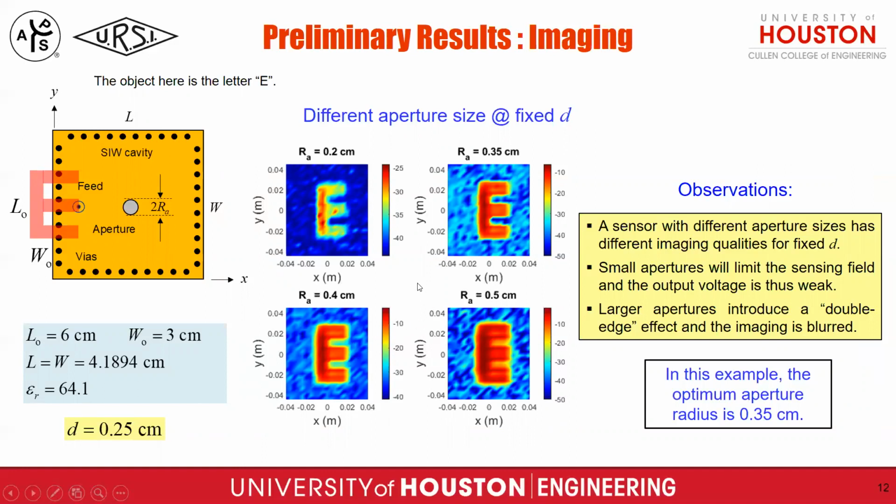If we keep increasing the aperture size, the object is blurring due to the double edge effect. So from this figure, we can see a sensor with different aperture size has different imaging quality. For fixed D, a smaller aperture will limit the sensing field and the output voltage is small. If the aperture is too large, it will introduce the double edge effect and the imaging is blurring. So in this figure, we can find the optimal aperture size is 0.35 centimeter.